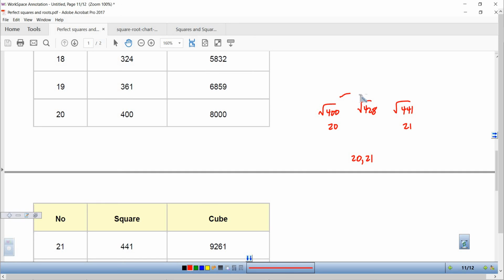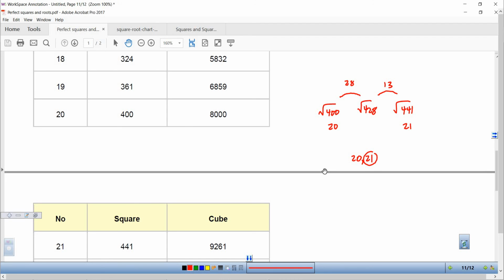Well, how far is it from 400 to 428? Well, that is a difference of 28. How far is it from 428 to 441? Well, let's see here. So 30 to 41 would be 11. So that would be 13. So it's closer to 21. All right. So do you see how that works?